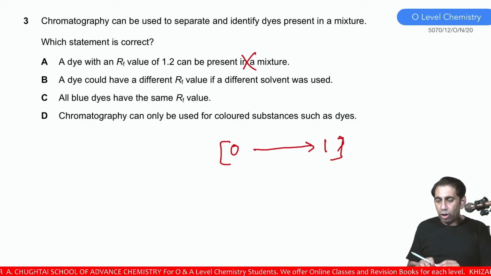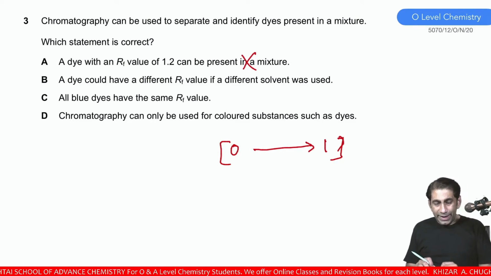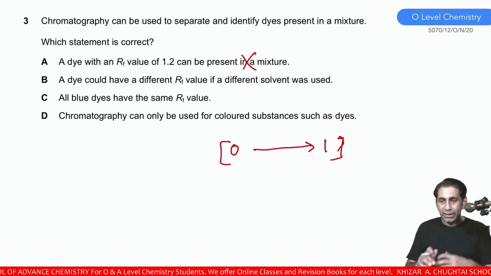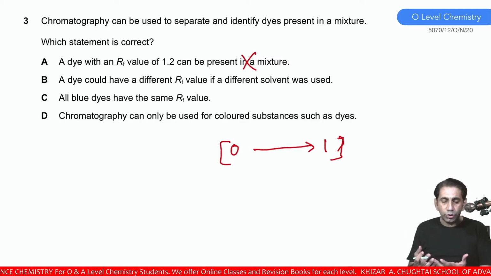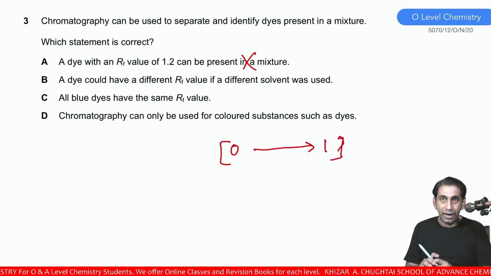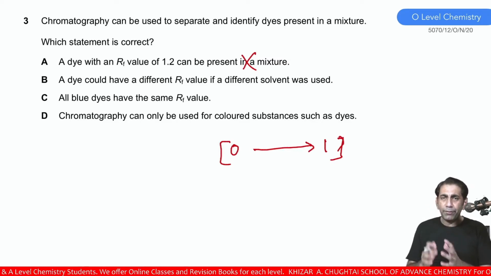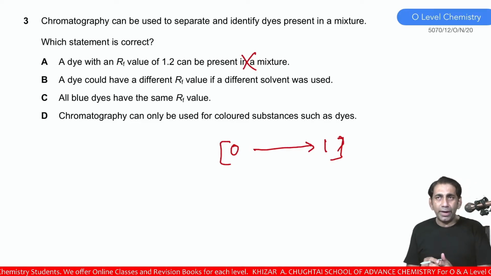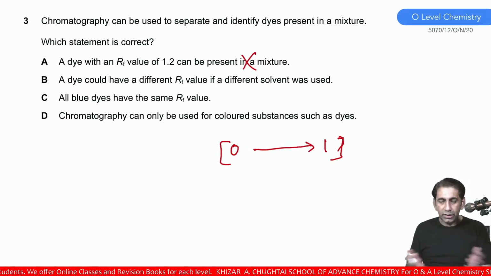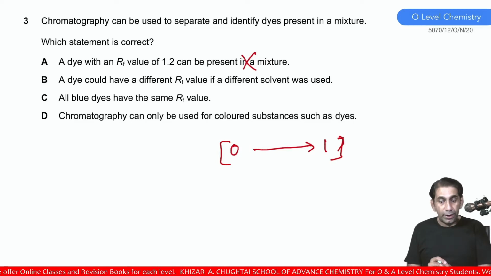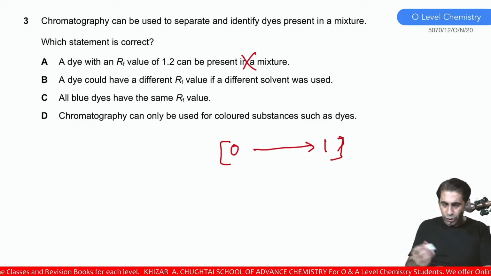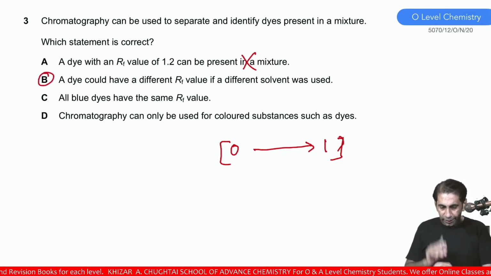The next one: a dye could have different RF values if a different solvent was used. Yes, it is true. If we examine a compound with two different solvents, its solubility will be different in the two solvents, so its RF value will definitely be different. So B is the correct option.